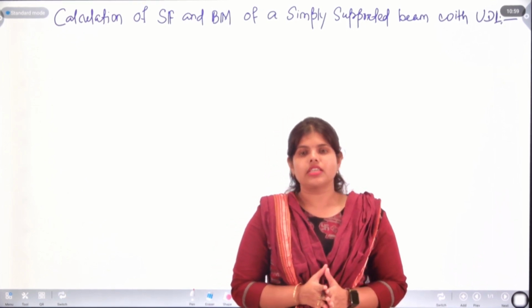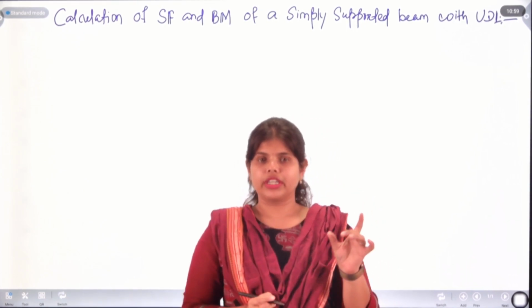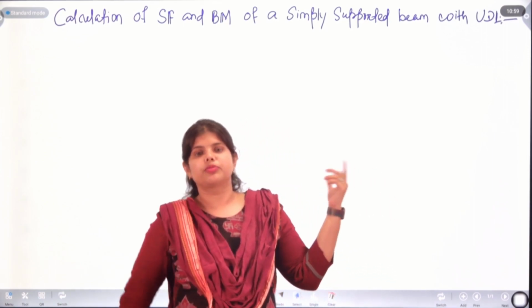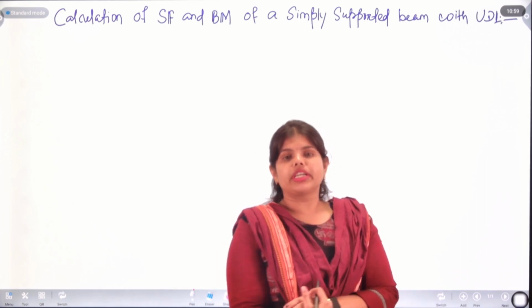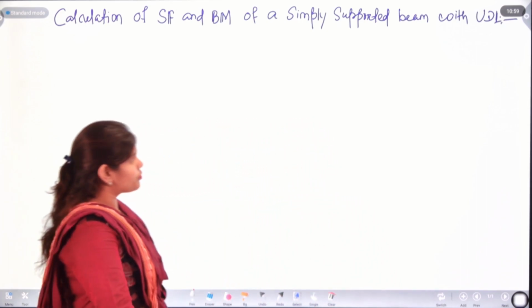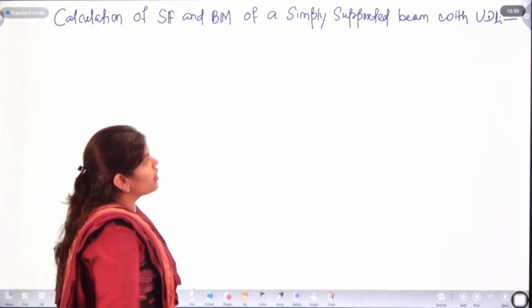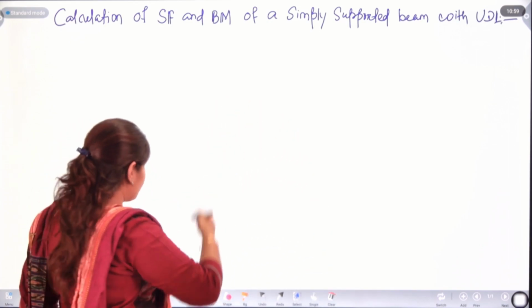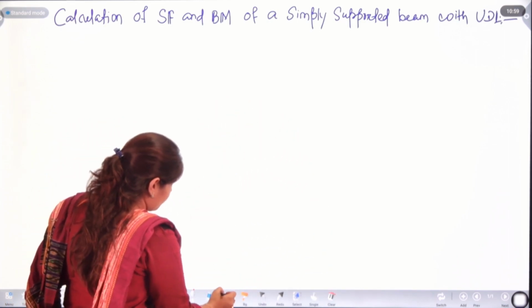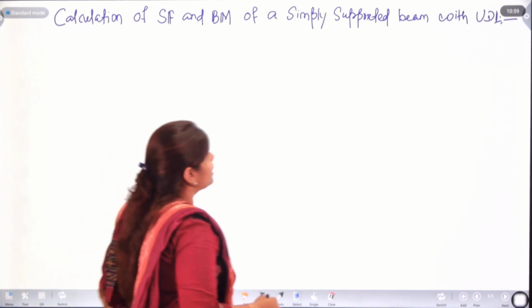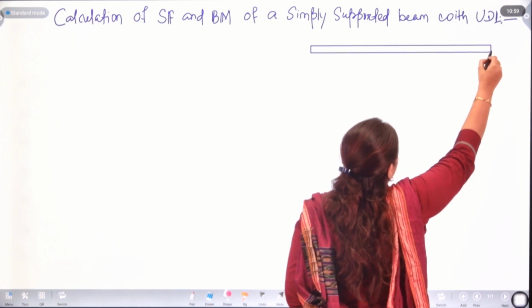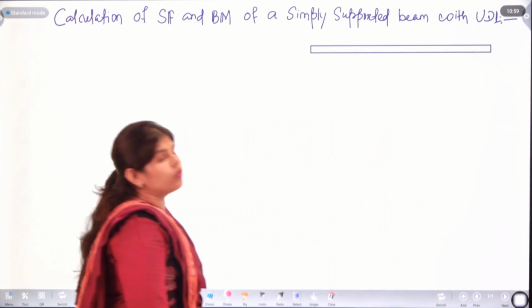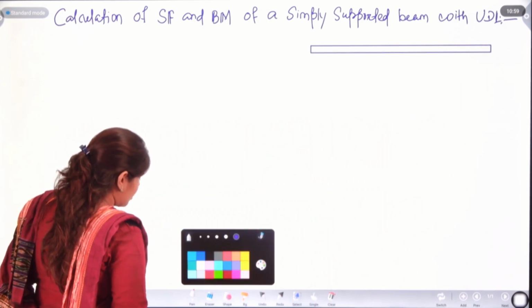So, in this class, we will solve shear force and bending moment. We will find out shear force and bending moment in case of a simply supported beam with the application of UDL. To calculate the shear force and bending moment, we just need to draw the perfect diagram of it. As we are having one beam, let's first draw the beam. And we know that the beam is simply supported.